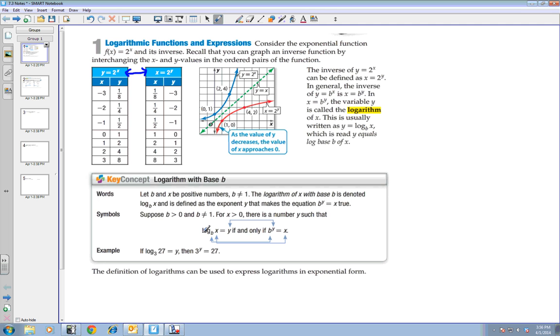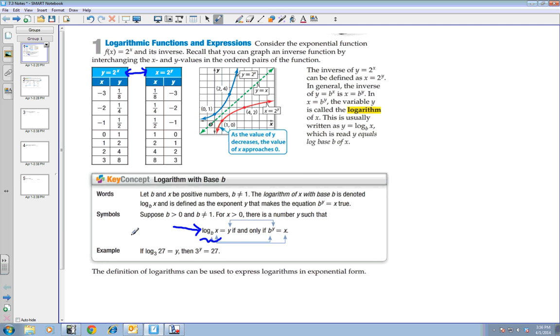Okay, so here's this first example. If we look right here, it says let b and x be positive numbers, b cannot equal 1. The logarithm of x with base b is denoted log base b of x, and is defined as the exponent y that makes the equation b to the y equals x true. So here's the main thing that we didn't know. If I have something that's written in logarithmic form, it can be rewritten in exponential form.